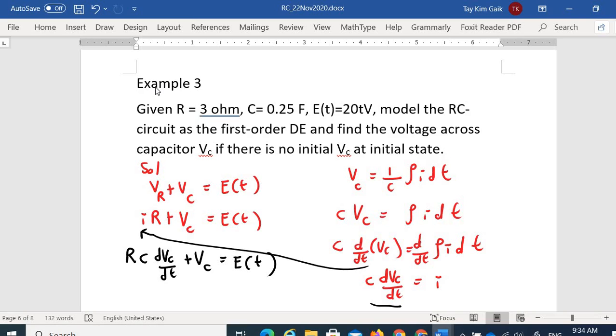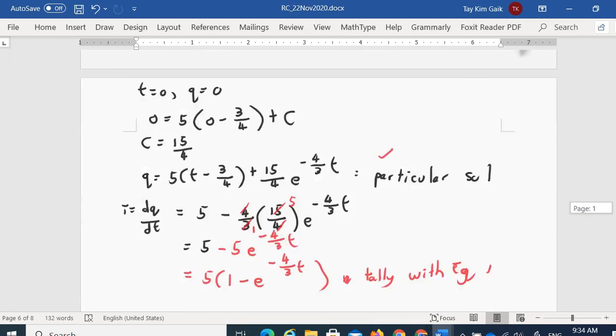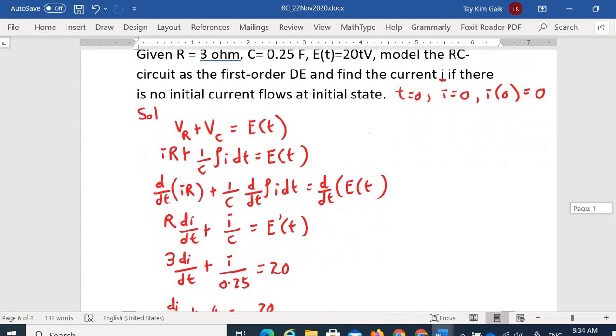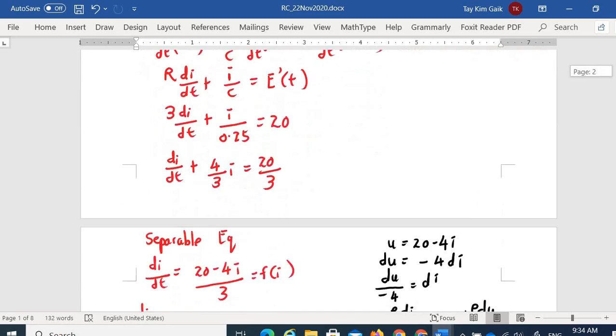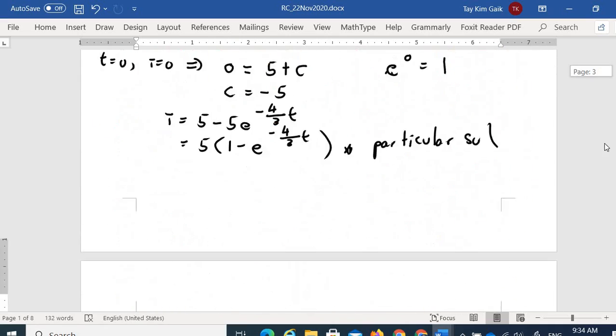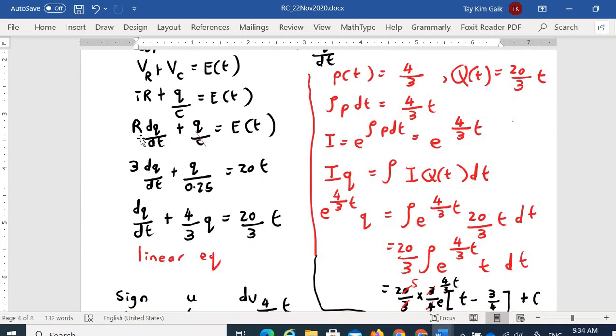So the same RC circuit, if we model in terms of VC, we get RC dVC dt plus VC equal to ET. If we model in terms of I, we get R di dt plus I over C equal to E prime t. If we model in terms of charge Q, you get R dq dt plus Q over C equal to ET.